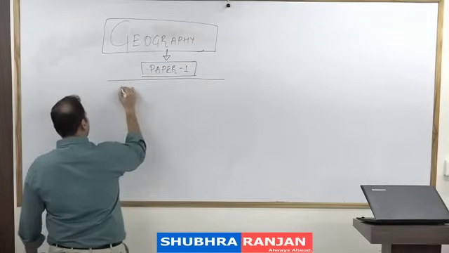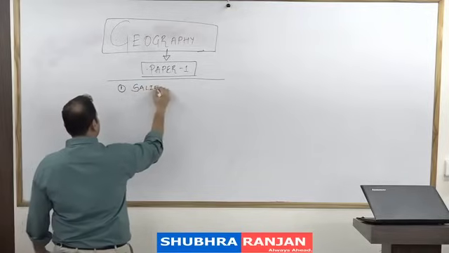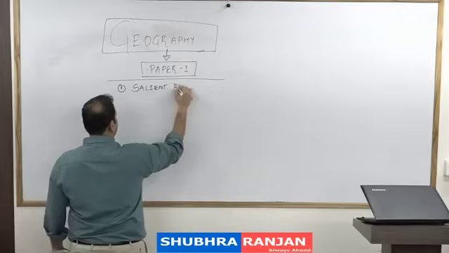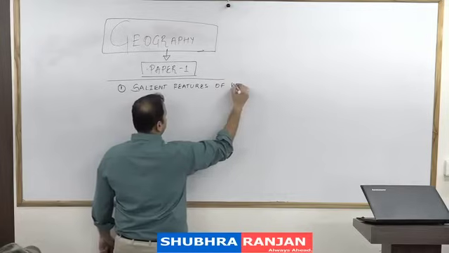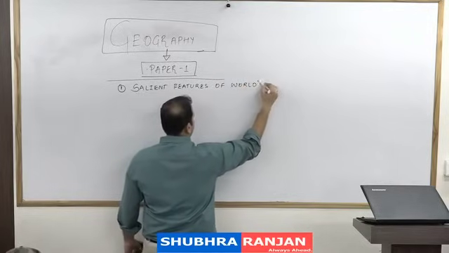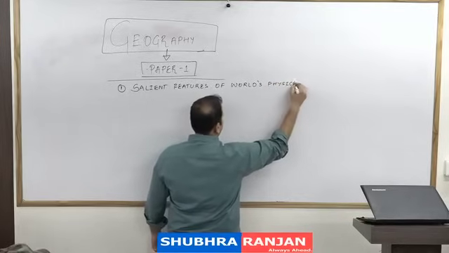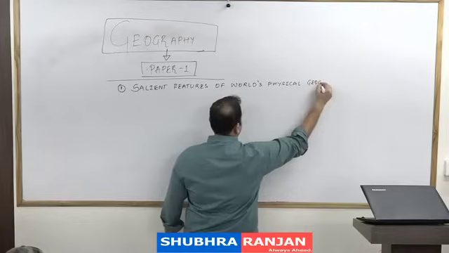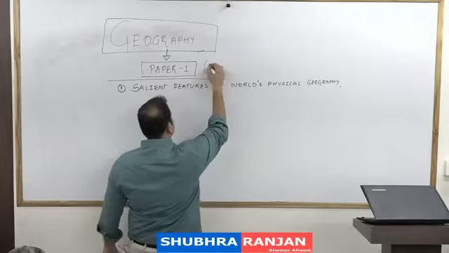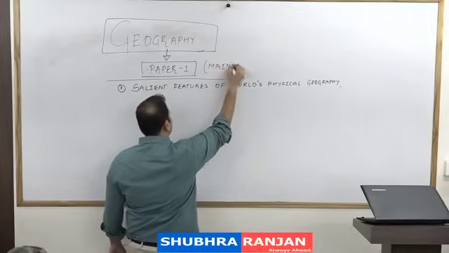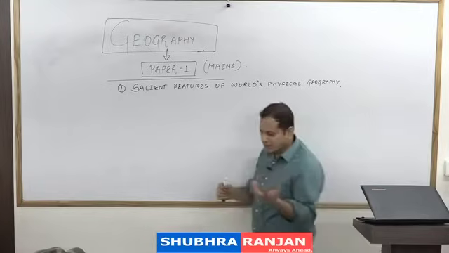So when we do this, the syllabus of geography in terms of Paper 1 and Paper 2, if you look at the key pointers, the first part of our syllabus says that it is the salient features of the world's physical geography. This is the mains syllabus. This is not the prelims syllabus.